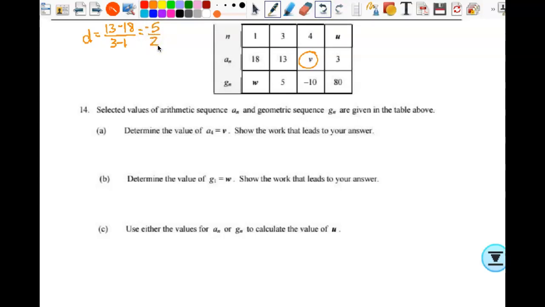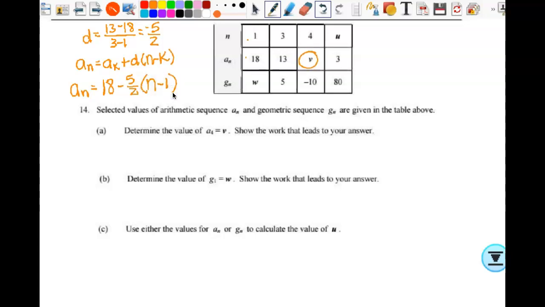Okay, so that's d, which means that I can then use my formula that is, I'll just write that down first, a sub n equals a sub k plus d times n minus k. And I'm going to use these two numbers here. So a sub n is equal to 18 minus 5/2 times n minus 1.